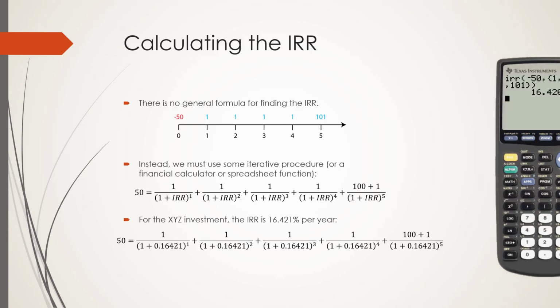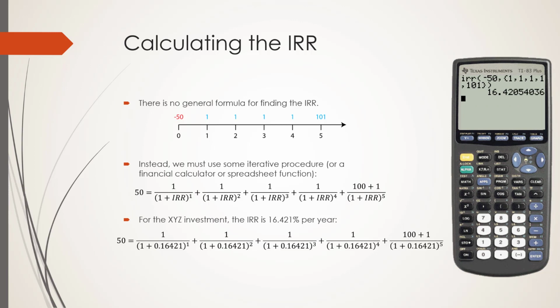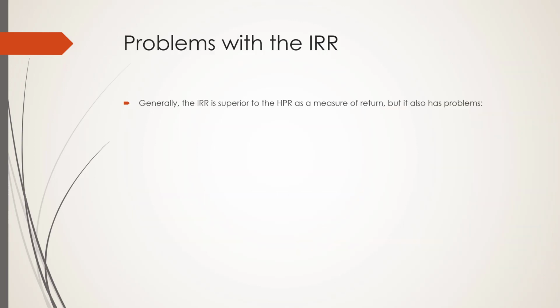Now, on your calculator, what you would do is use the IRR function, and you can see the setup here. So I put in my outflow, my $50, and then I put in all of my cash flows, and I hit enter, and I get 16.42054, etc., which rounds up to 16.421%. Now, there are problems with the IRR. Still, it's probably better than just a plain holding period return, but there are problems.